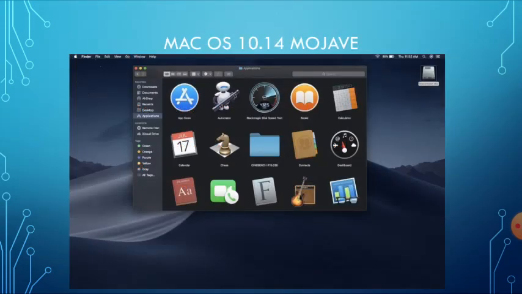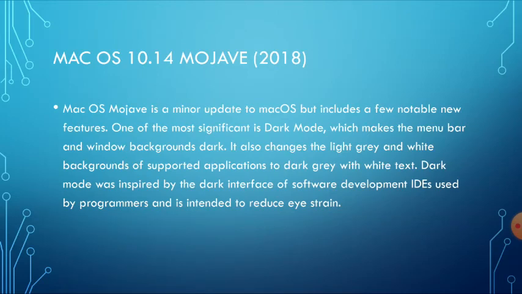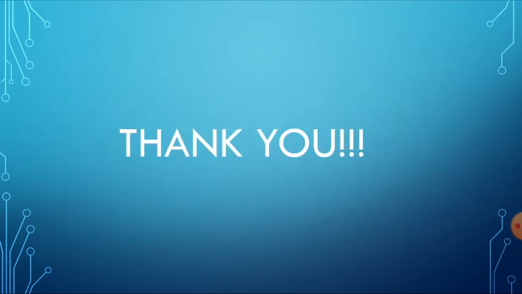macOS 10.14 Mojave. It released in 2018. macOS Mojave is a minor update to macOS but includes a few notable new features. One of the most significant is dark mode, which makes the menu bar and window backgrounds dark. It also changes the light gray and white background of supported applications to dark gray with white text. Dark mode was inspired by the dark interface of software development IDEs used by programmers and is intended to reduce eye strain. And that's all.